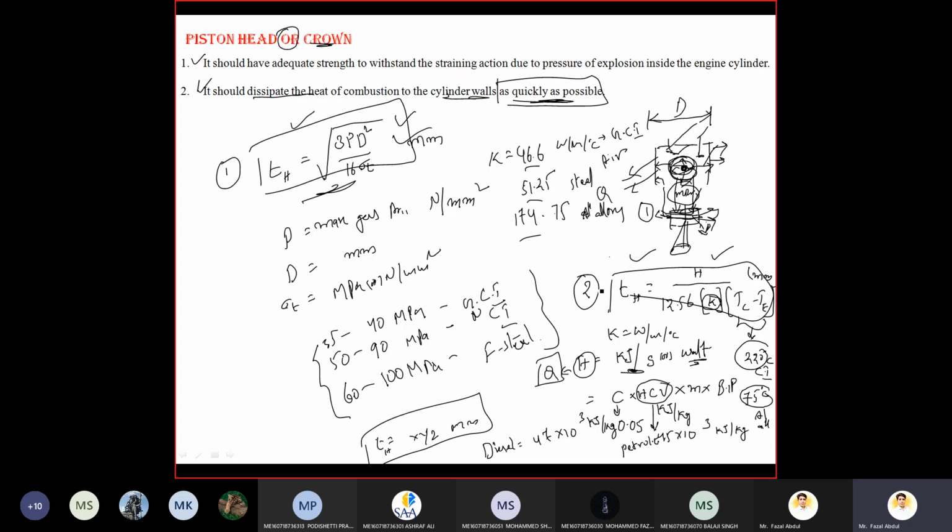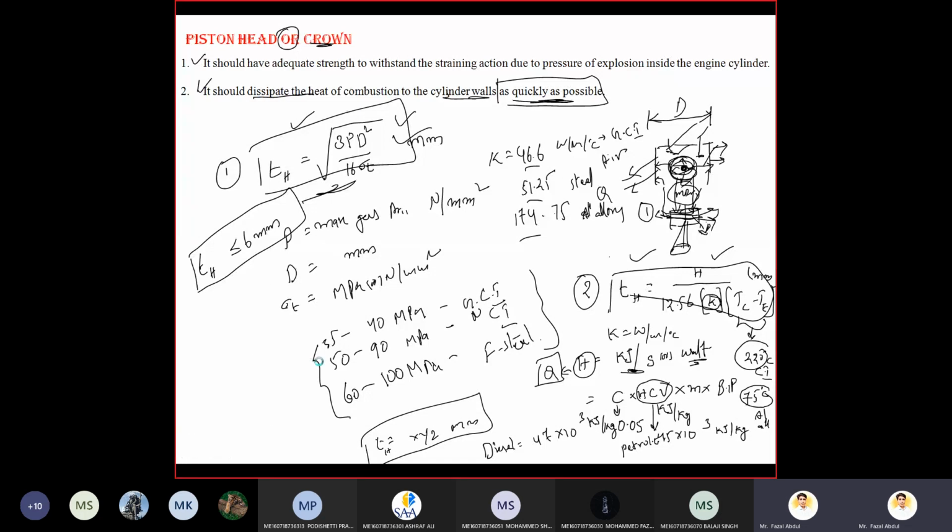Now, if the thickness of the piston crown is less than or equal to 6 mm, meaning if you got the answer equal to 6 mm or less than 6 mm, what we have to do is write the comment: hence the thickness is less than 6 mm, so there is no requirement of the ribs inside.